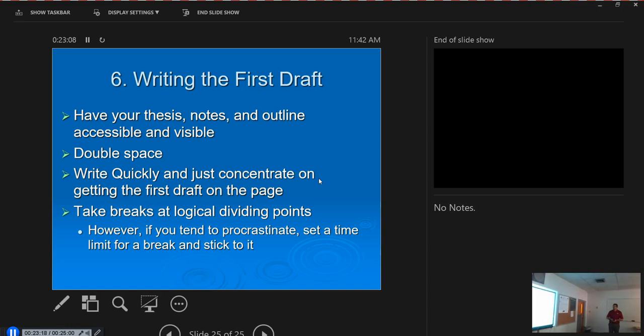Take breaks at logical dividing points. However, if you tend to procrastinate, set a time limit for a break and stick to it. Again, you all have an alarm on your phone or a timer. Use it to your advantage. If you need to take a 10-minute break, set your timer for 10 minutes and stick to it. If your break is you watch one episode of a show on Netflix, as long as you are honest with yourself and know that after that one show you'll go back to your essay, then that's fine.